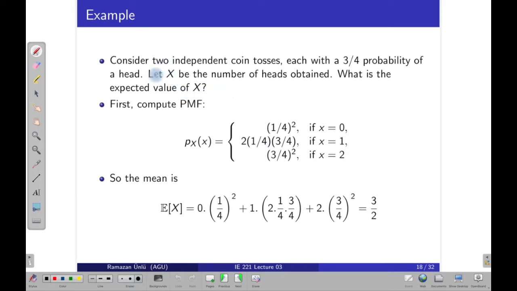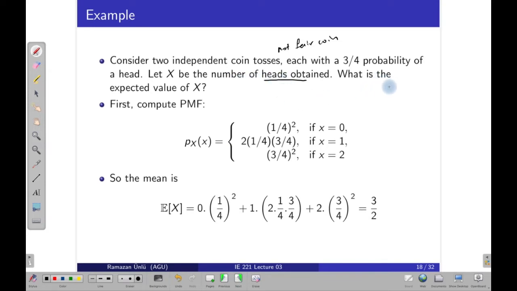So here they consider two independent coin tosses, each with a 3/4 probability of a head. So this is not a fair coin. Let x be the number of heads obtained, and what is the expected value of x? To calculate the expected value of x, first we should compute the PMF, the probability mass function of this experiment. And what is our interest here is the number of heads, right?